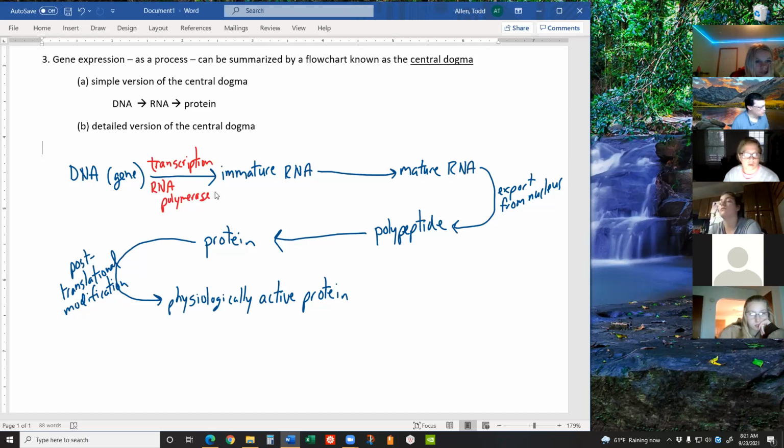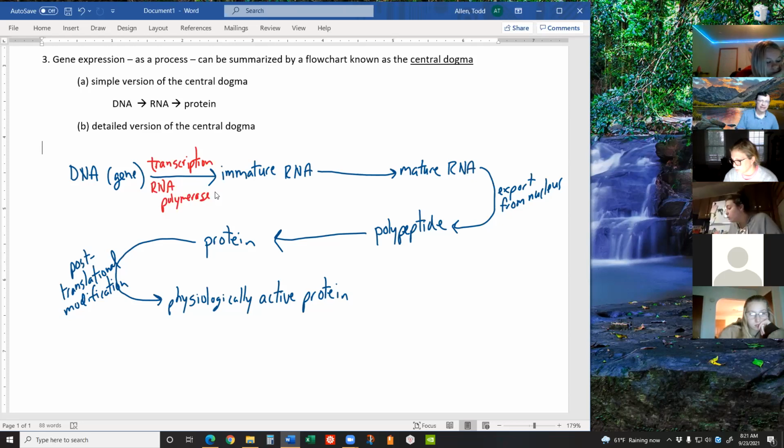And so I hope you can see when you look at figure 3.27 in your book, I hope you can see picture B there. And in fact, you see RNA polymerase written out in that picture of your book. So the gene, which is made of DNA, is used as a template by RNA polymerase to perform the process of transcription to make immature RNA.